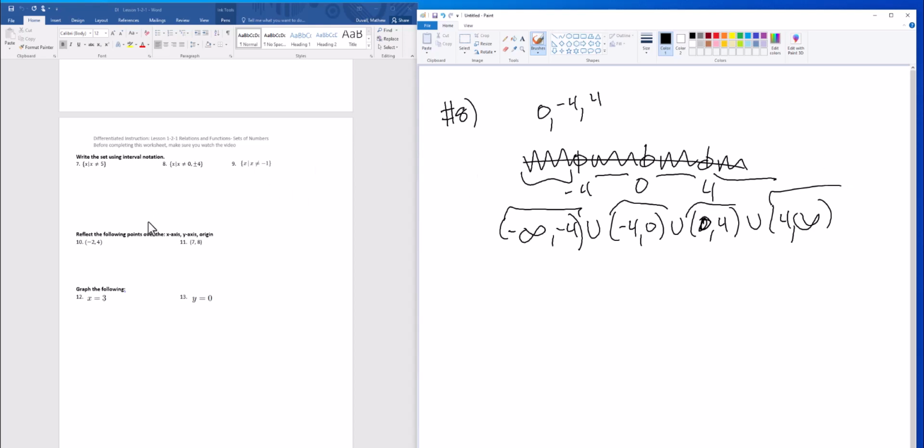It says reflect the points over the x, y axes and origin. So for number 10, if I have the point -2, 4, you add a negative to the y if I reflect it over the x-axis, so that's -2, -4. If I reflect it over the y, you add a negative to the x, and if I reflect it over the origin, you add a negative to both.